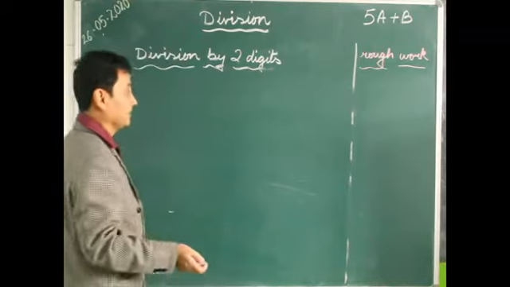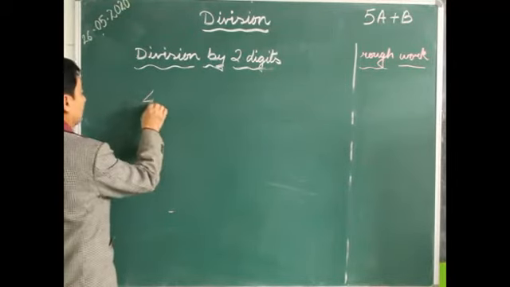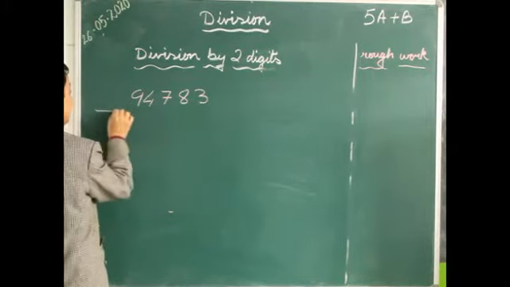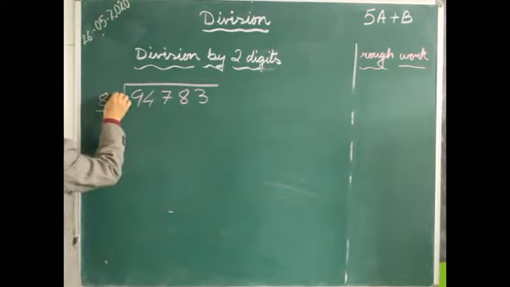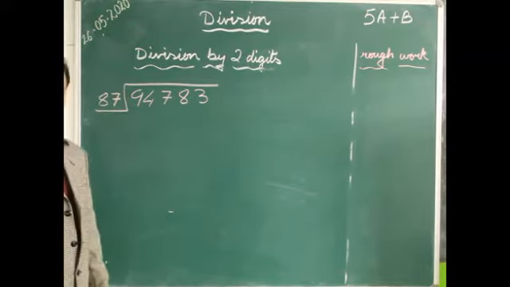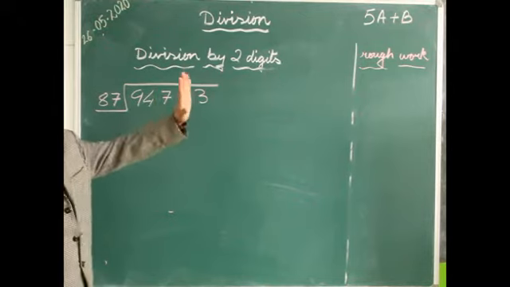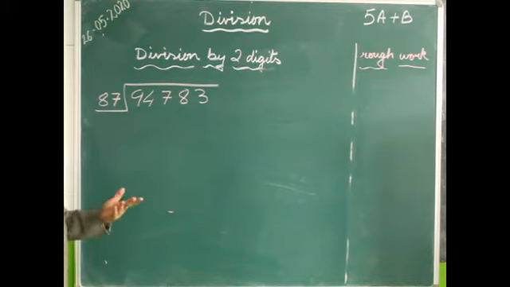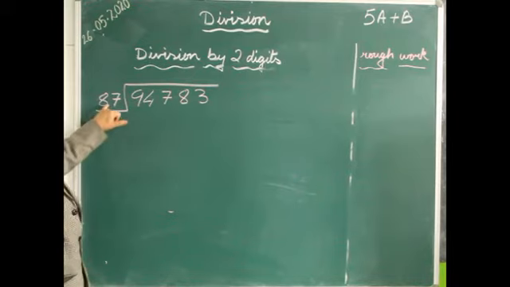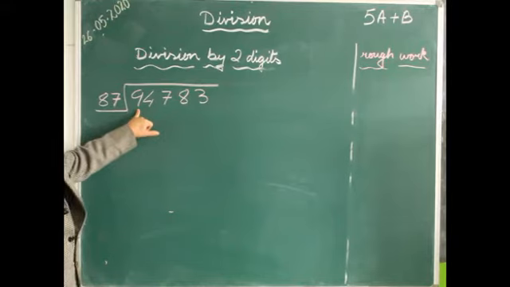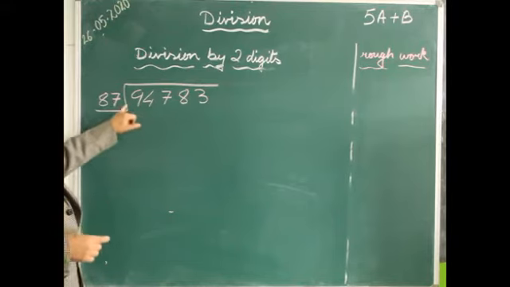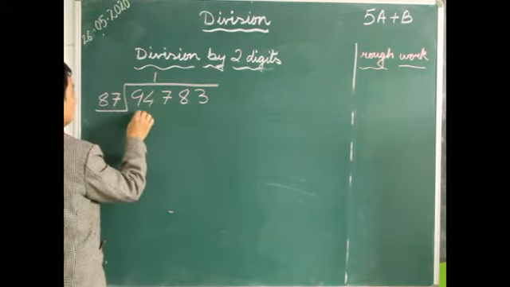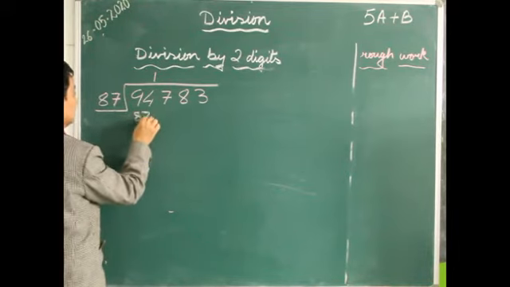So let's try one example. Ready? 4, 7, 8, 9, 3 divided by 87. Okay? This is what you do. Copy the question from the self-assessment test. So let's try that simple trick again. It's a type of magic trick, no? So 8 will go into 9 how many times? Once. So 87 will go into 94 how many times? 1 time. 1 time 87 is 87.